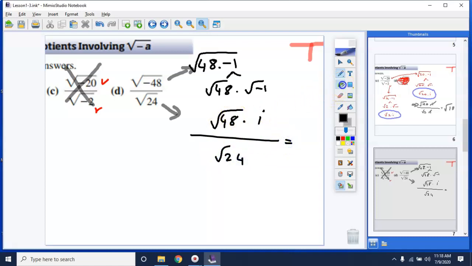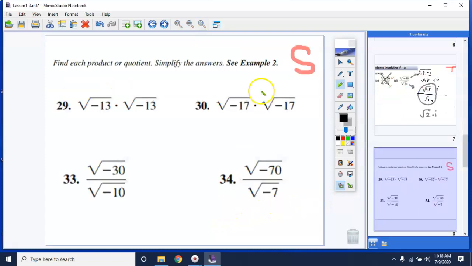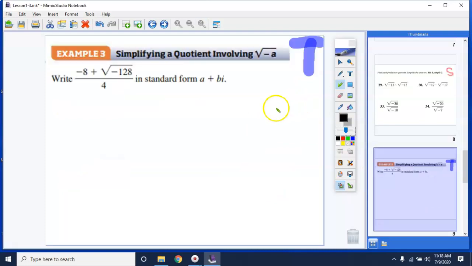So as you've seen, if I divide these two, square root of 48 divided by square root of 24 should be square root of 2, but this i can just stay here, and that's my answer. So answer should be square root of 2i. That's it. So again guys, multiplication and division questions here. Please pause the video, have a try those please. Let's move on to next part of this lesson.